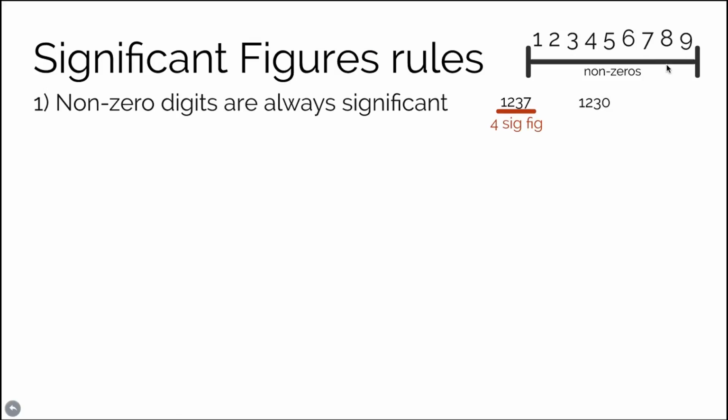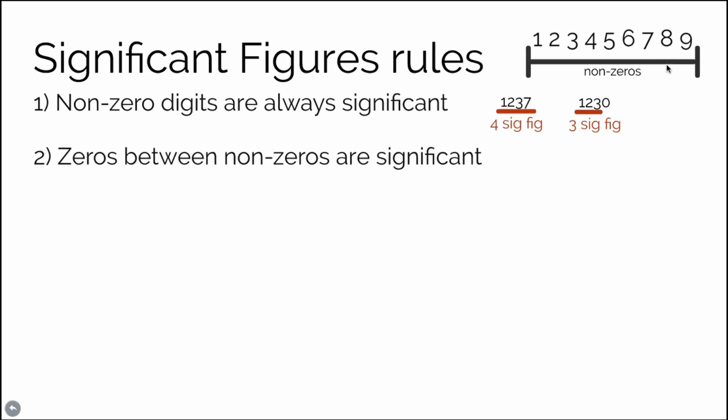You can compare that to the number 1,230. Very similar number. We have 1, 2, and 3, but notice that we have that 0 at the end. We don't really care for that 0. It's not giving us any important information as to the value of our number. So we just call this 3 significant figures.